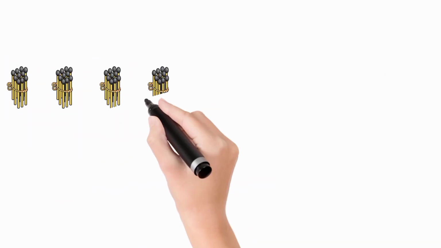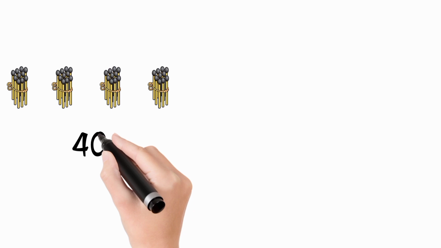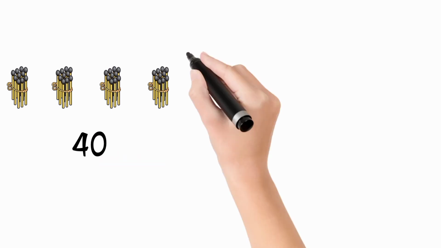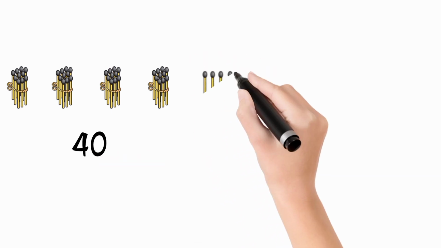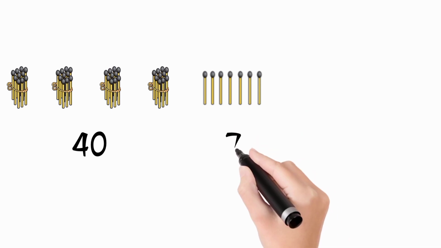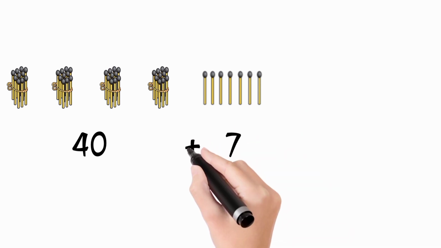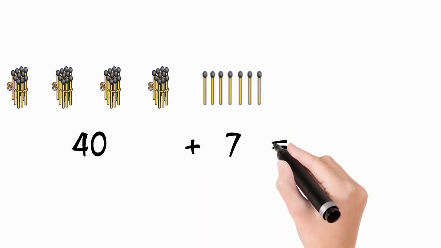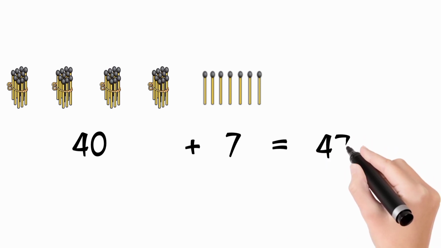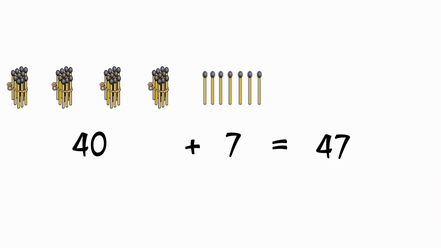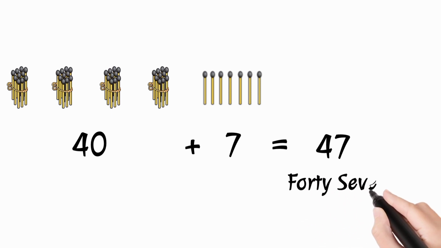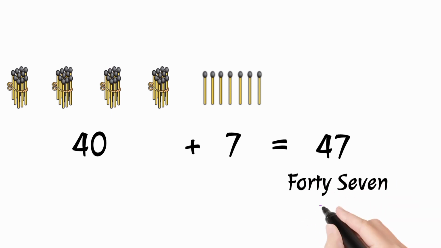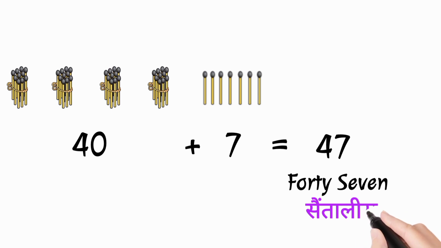Here we have 4 bundles, which means 40 and 7 loose matchsticks. So 40 plus 7 is equal to 47. 4 tens and 7 ones, 47. इसे 47 कहते हैं.